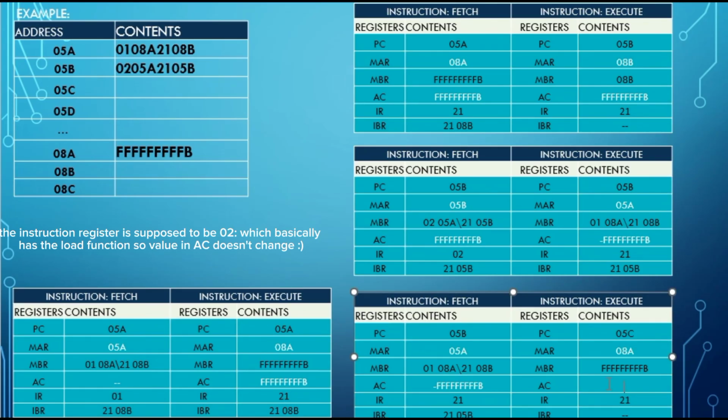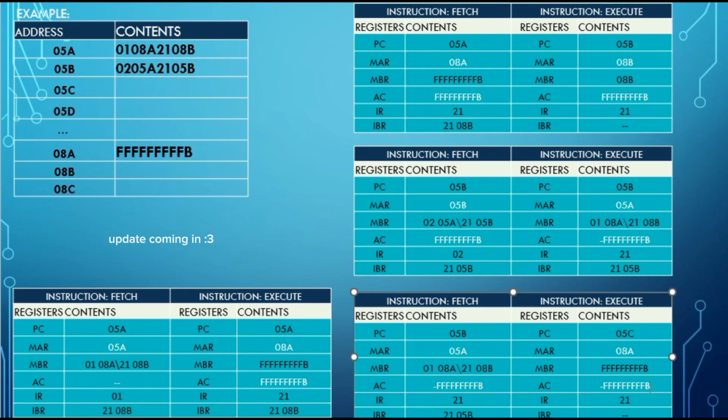So let's just get what's in the accumulator, which is this one here, negative F 1, 2, 3, 4, 5, 6, 7, 8, 9, 10. And we are basically done with those two instructions. So that's how you go through the fetch and execution cycle in the IAS, basically something like so.